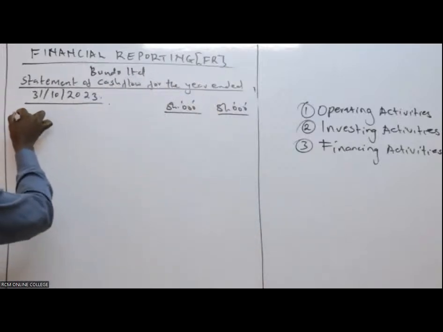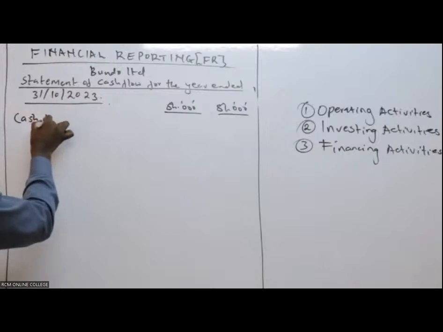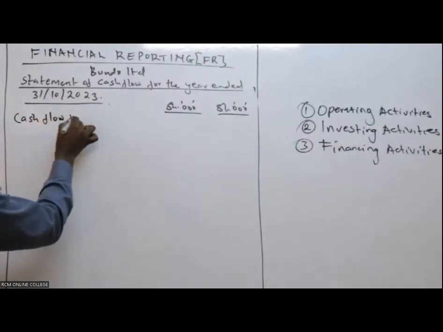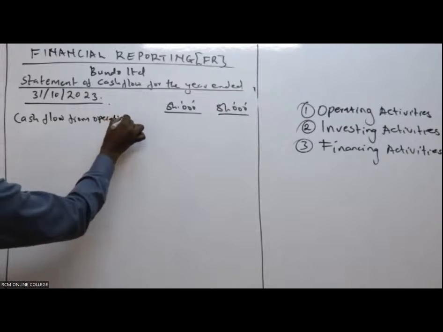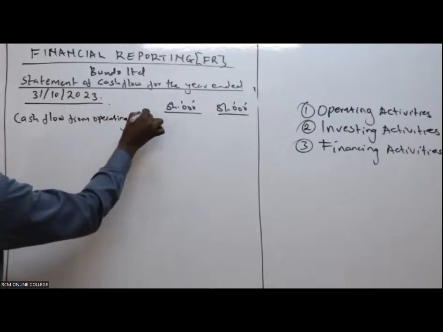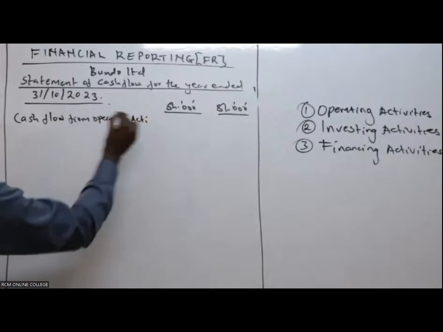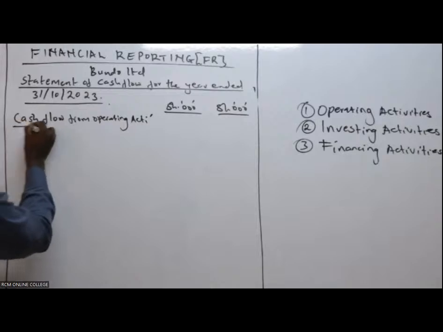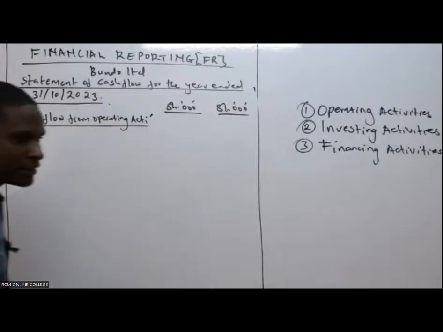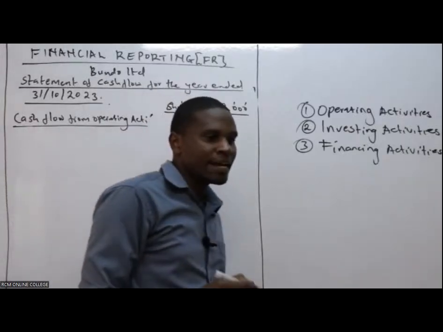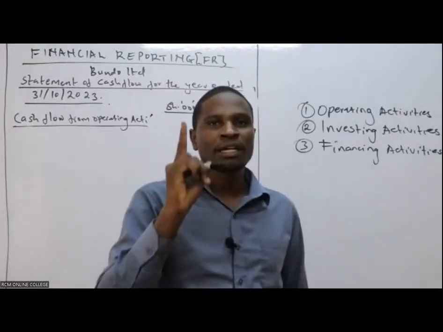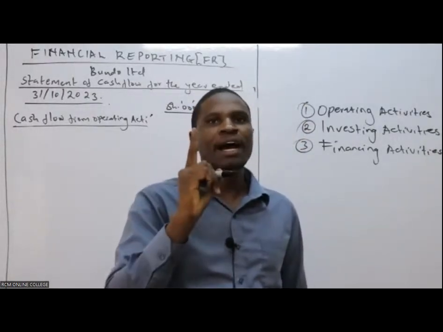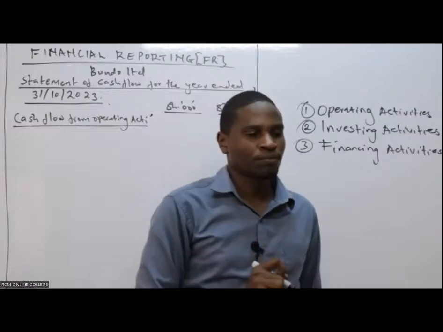Now we shall start with the cash flow from operating activities. Allow me to leave it at that point. Cash flow from operating activities. I'm using the indirect method. Can somebody tell me the first item that I should think of?